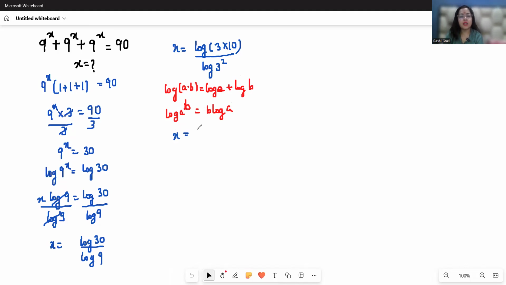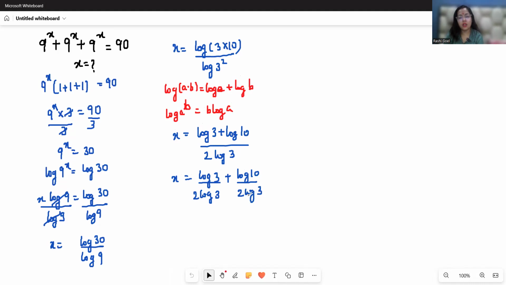So x becomes, x equals log 3 plus log 10 by 2 log 3. So x equals log 3 by 2 log 3 plus log 10 by 2 log 3. So it will cancel out. So x equals 1 by 2 plus log 10 by 2 log 3.